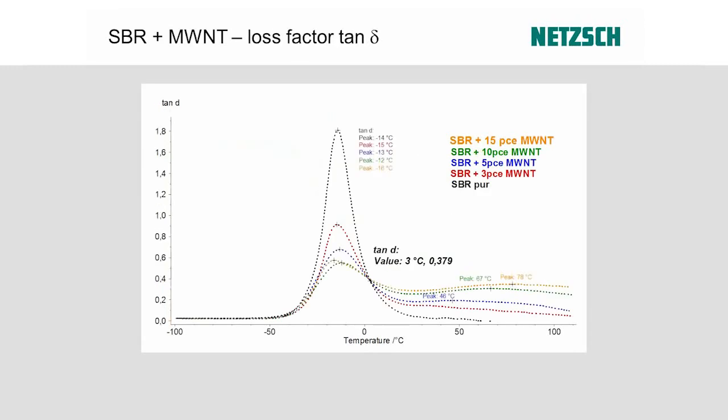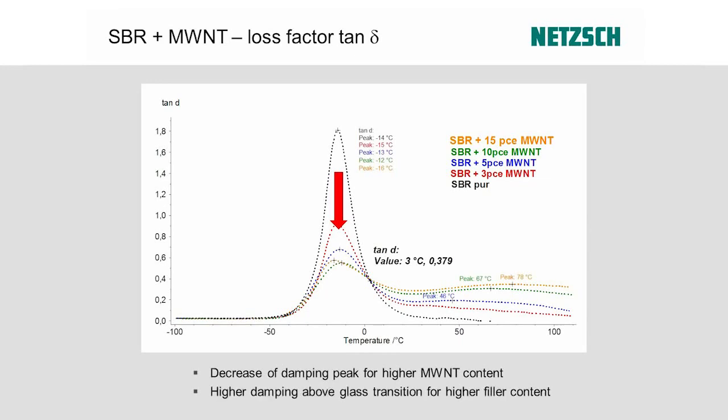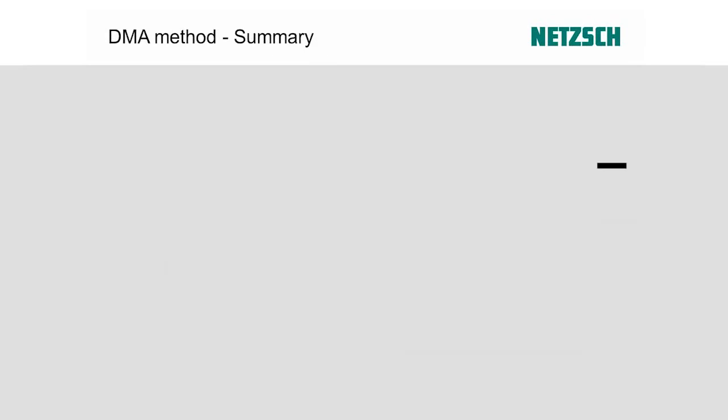The second graph we look at is the loss factor, so you can also investigate damping of your material. You can clearly see that the damping peak at the glass transition decreases for higher carbon nanotube content, but again, at room temperature, at the application temperature, you can definitely see a better damping material. So I would say it's a better material. And I think this is a nice comprehensive study of the effect of fillers with the DMA. So this is the end of the DMA part.